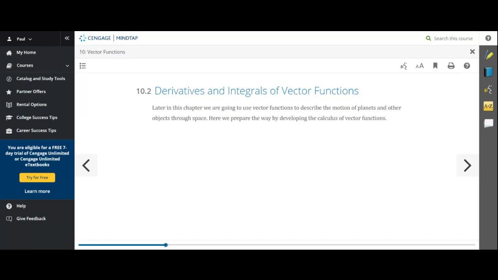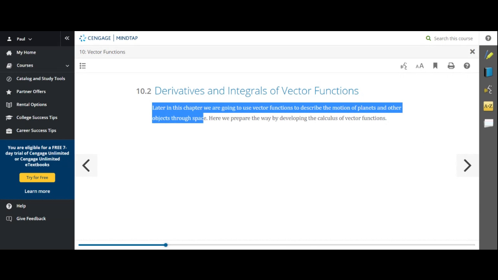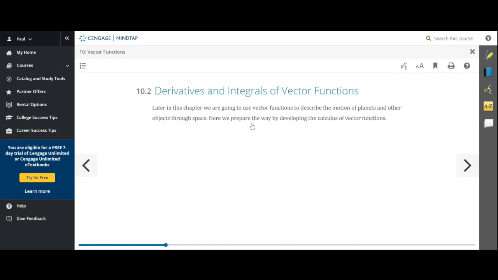Okay, so in section 10.2, we talk about derivatives of vector functions and integrals of vector functions. So I'm just going to give you a quick guided tour here, and then we're going to look at some examples. Later in the chapter, they talk about using vector functions to describe motions of planets and other objects through space. But that's later in the chapter.